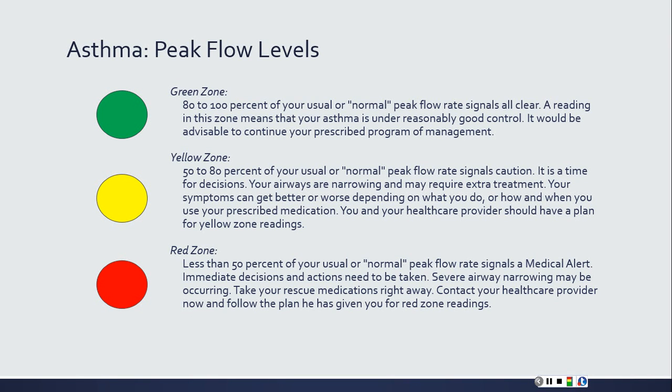Now, if they move into the red zone, this is the go-get-some-medical-treatment zone. Less than 50% of their normal peak flow rate signals a medical alert. Immediate decisions and actions need to be taken. In this zone, severe airway narrowing has occurred or may be occurring, and they need to continue the rescue drug treatment and go see or contact the healthcare provider, depending on what the physician or practitioner has set up for their plan.